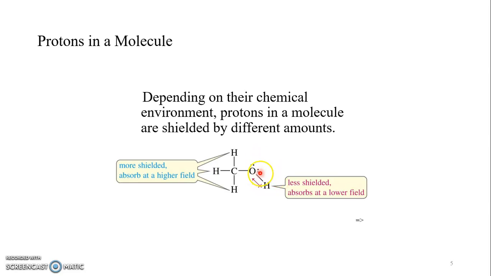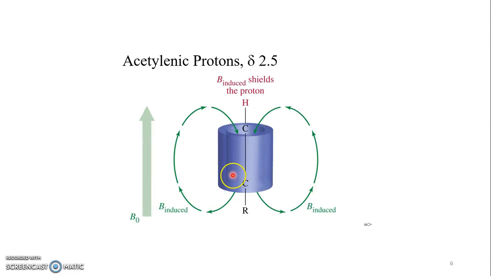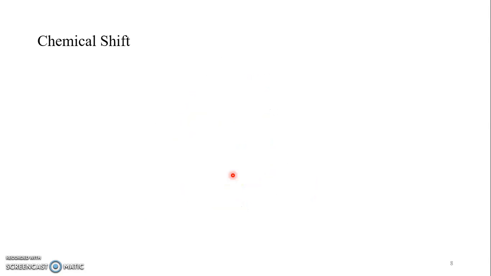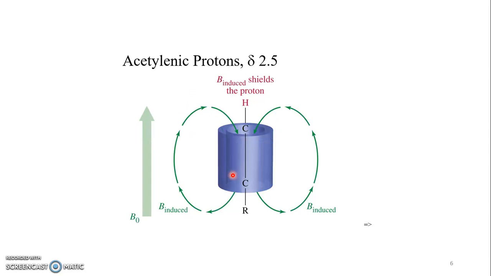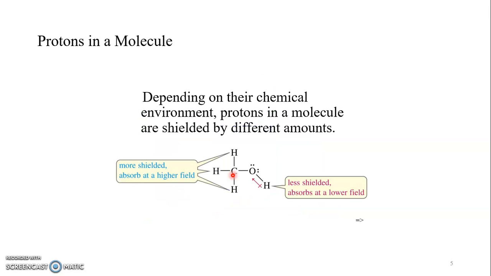When considering this OH, oxygen is an electronegative atom, so it will attract the electron density towards the oxygen atom, and so there will be a reduction in the electron density. When electron density is lesser, it is said to be de-shielded.